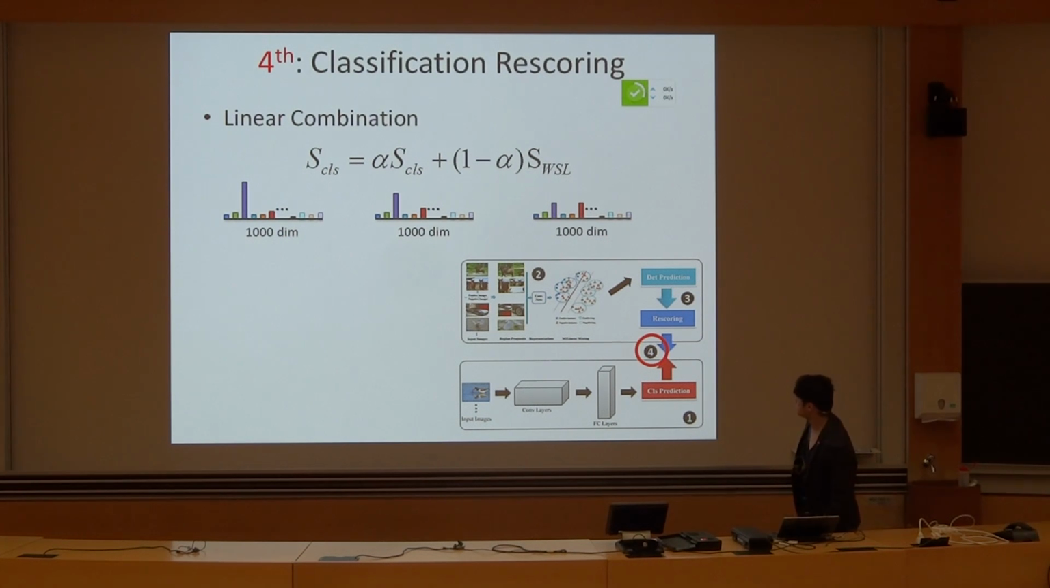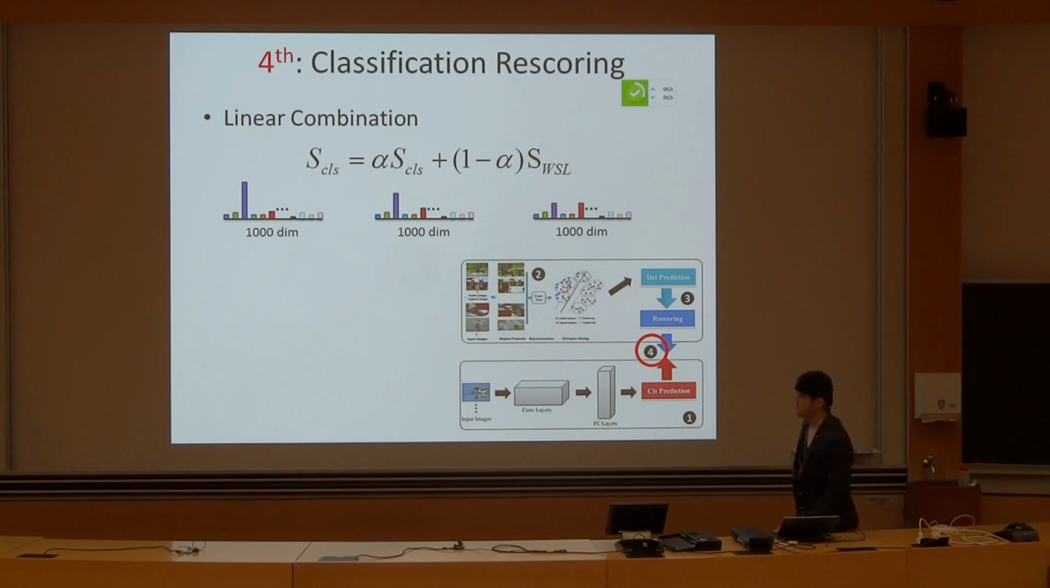The fourth step, after we do the rescore, is to combine the scores of the detection and the classification. So here, how do we combine them? We use a very simple method, the linear combination, of the scores of the classification and the scores of the weakly supervised localization.